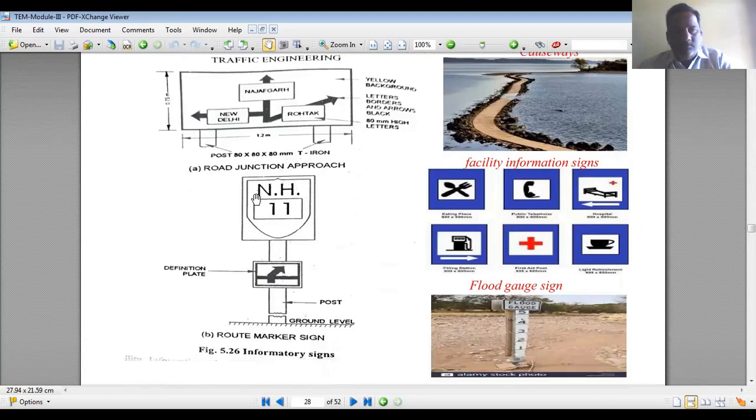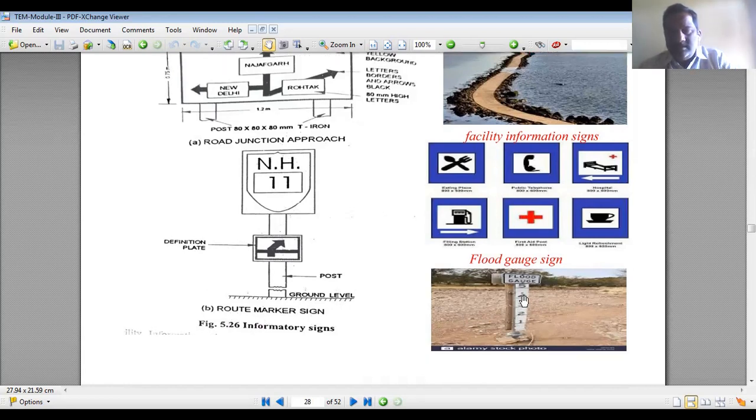So, if you want to go to NH11, you have to go straight and then take a right. That is the NH11 indication. This is known as the route marker sign. And this is the flood gauge sign. See here, 1 foot, 2 feet, 3 feet, 4 feet, 5 feet, like that. At every foot there will be a marking. So when the flood reaches 1 foot, 2 feet, 3 feet, we will know how many feet the flood has reached.